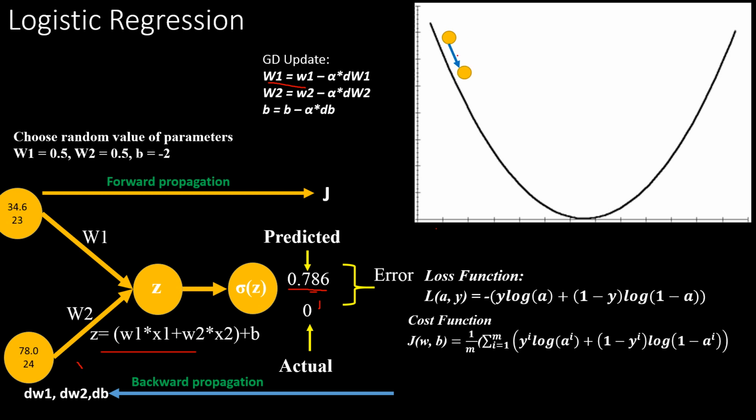After the first update we'll get a value here, then again we'll repeat this forward propagation, backward propagation, computing dw1, dw2 and db, and then compute the next value of w, which will give the next value of J, and then we'll keep on doing this till we get the best value of w and b. So this is the whole picture of how logistic regression works.